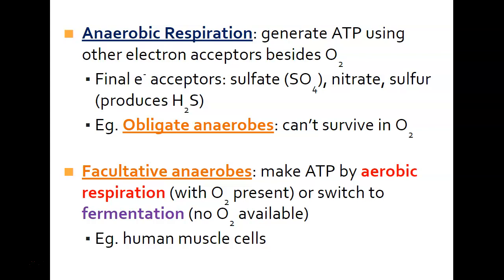They can make ATP by aerobic respiration when it's there, or they have the ability to switch to fermentation if they need to when there's no oxygen available. So our muscle cells are an excellent example of this. In a perfect world, they are using oxygen to make ATP via aerobic respiration because it makes more, but upon strenuous exercise, maybe those muscle cells used up all the necessary oxygen. They don't have any more, so they switch to fermentation. And that's when we get something called lactic acid buildup, and that's why your muscles hurt after you've done strenuous exercise.